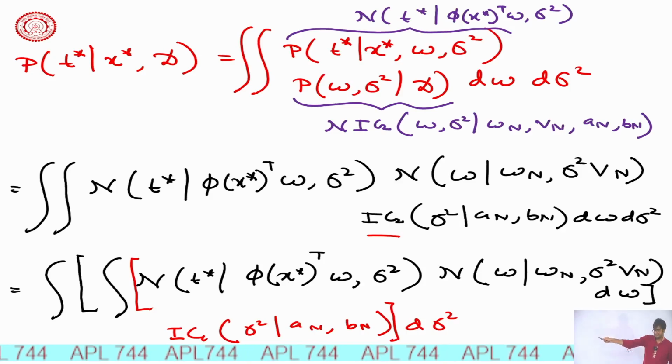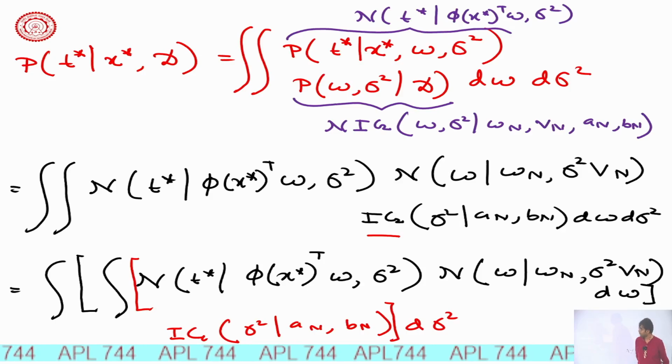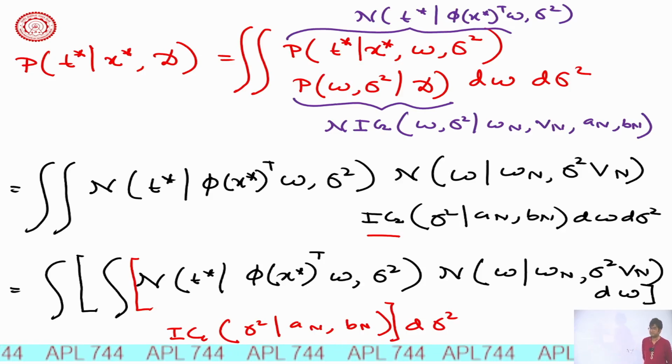There are two integrals. One is the outer integral, one is the inner integral. What is the inner integral? The inner integral is Gaussian over t star multiplied by Gaussian over w dw. This integral, what is the outcome of that? What will be the result? Gaussian. Why?